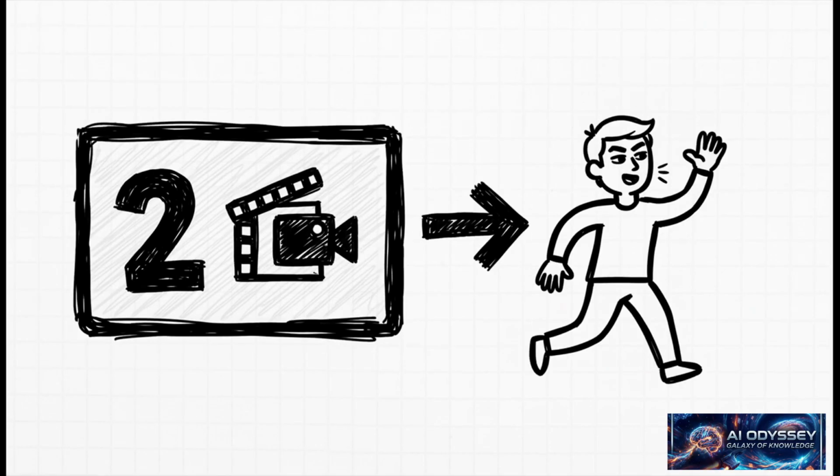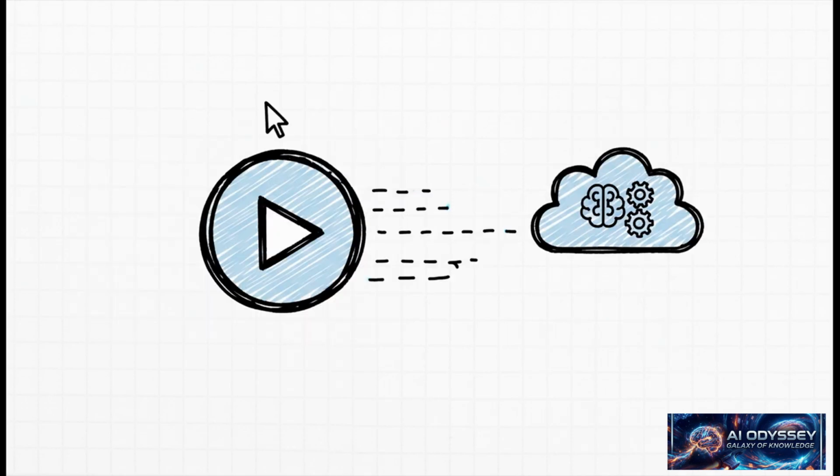And the second input it needs is your Roshan video. This is just a short clip of you, or anyone really, talking, waving, making whatever expressions you want the character to mimic. This video is the blueprint for the movement. Once you've uploaded both of those files, all you have to do is click one single button, Execute Workflow.